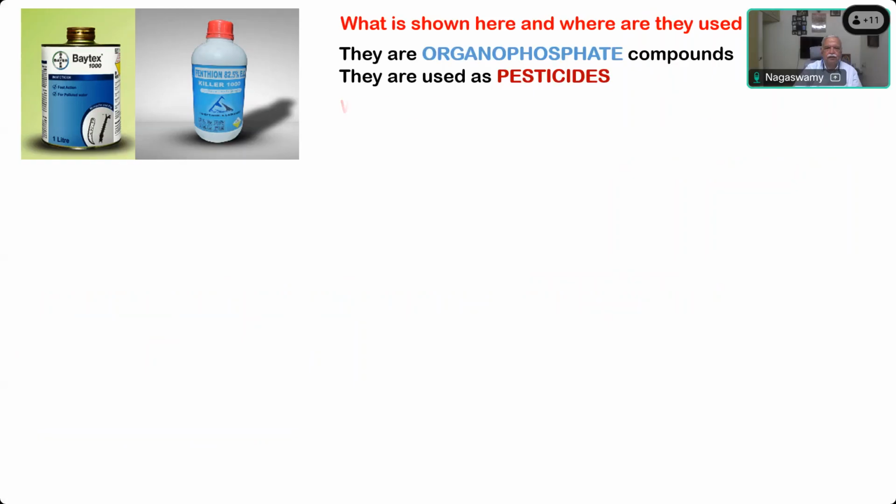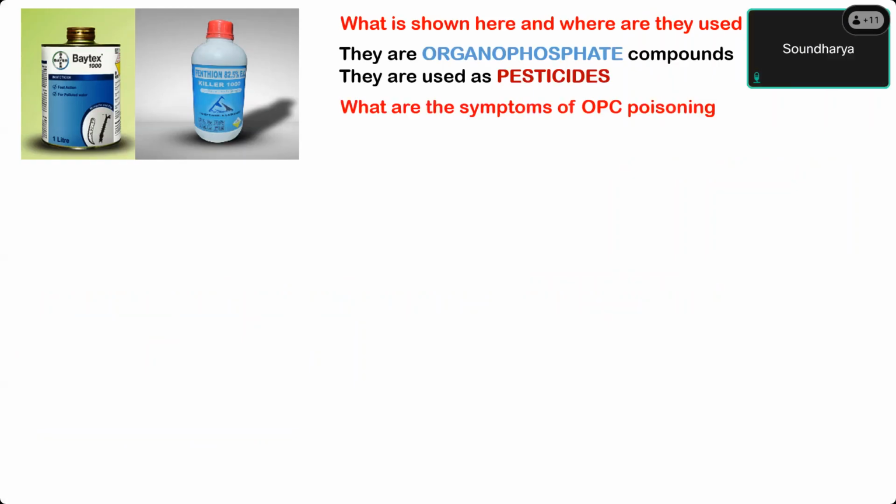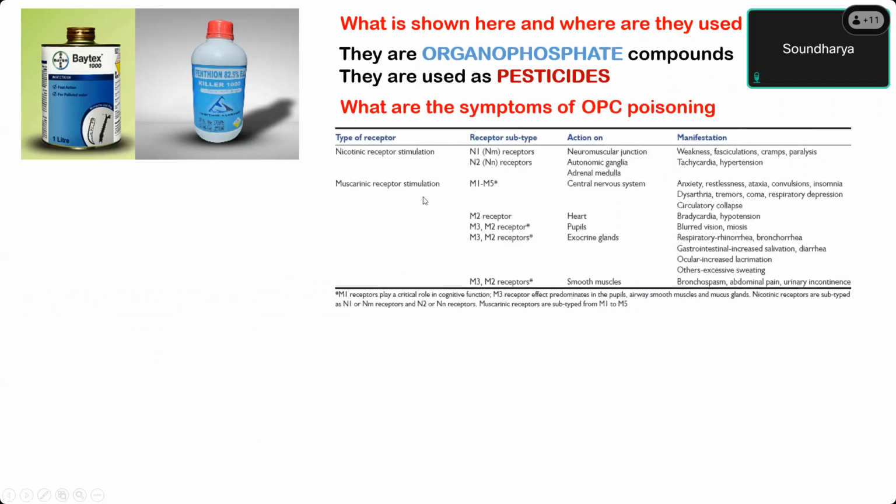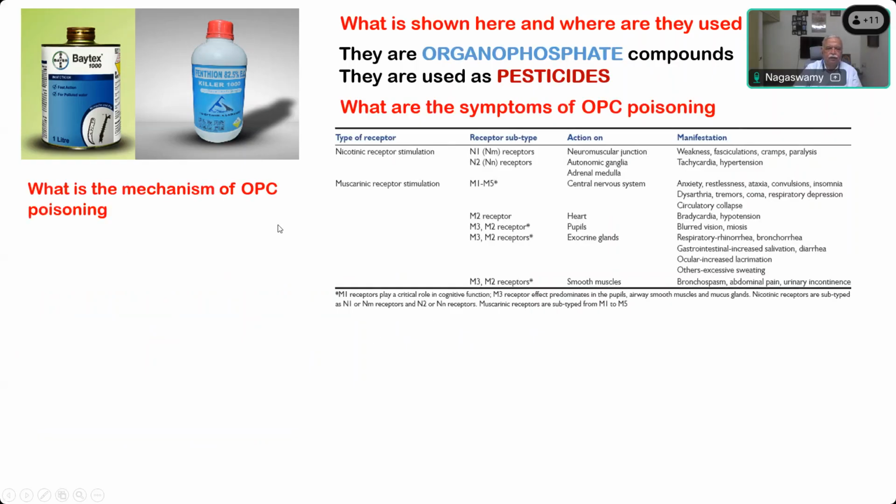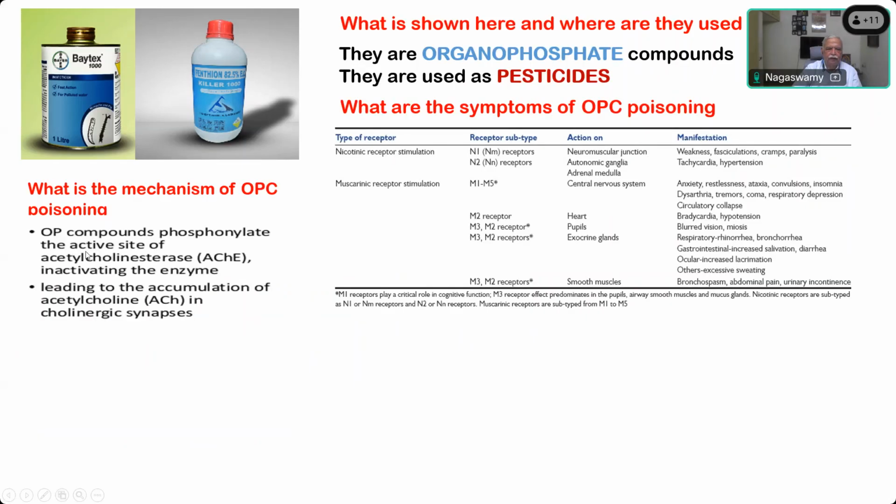OPC. OPC, organophosphates, are used as pesticides. What are the symptoms of OPC poisoning? Nicotinic symptoms, sir, and muscarinic symptoms. So nicotinic stimulation, muscarinic stimulation, all these things, of course, you know. What is the mechanism of OPC poisoning? Acetylcholinesterase enzyme is blocked, isn't it? OPC compounds phosphorylate the acetylcholinesterase, inactivating the enzyme, leading to accumulation of acetylcholine in the cholinergic synapses.